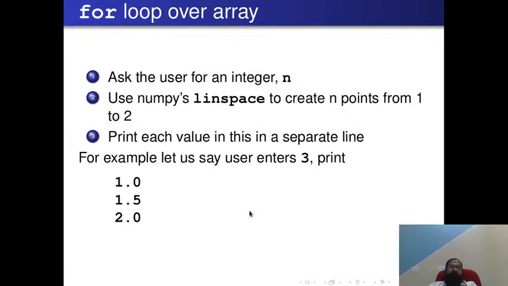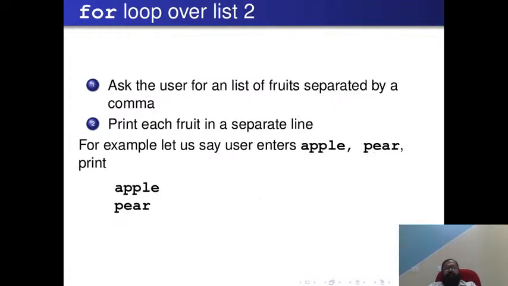Okay, next is for loop over a list. Okay, so ask the user to enter a list of fruits separated by comma. Print each fruit in a separate line. For example, let us say user enters apple, pear, you have to print apple and pear in the next line. Is that okay, students?